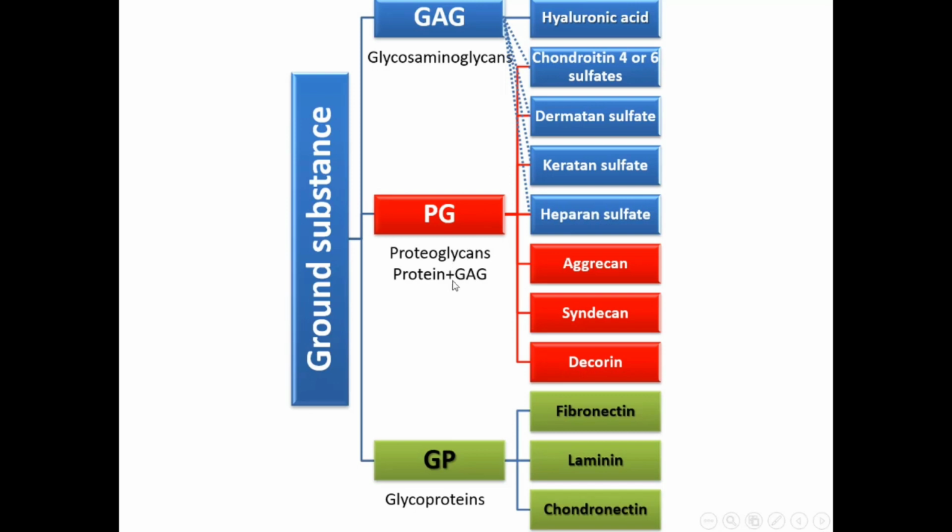It means the GAGs are aggregated around or attached around the protein and make a proteoglycan. Among the GAGs, except hyaluronic acid, other GAGs aggregate around the protein and make a proteoglycan. Because of that, these GAGs are also a subgroup of proteoglycans. But hyaluronic acid is a pure GAG.